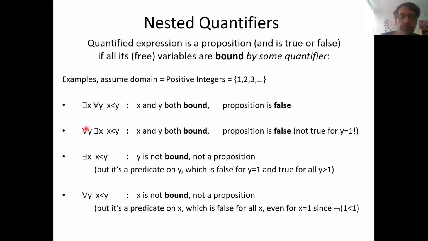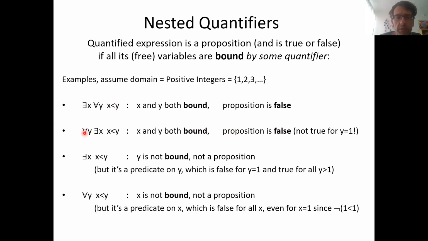Look at the flip. I just changed the order of the quantifiers, and it becomes a very different statement. Is it true that for all y, there exists an x which is smaller than it? Again, x and y are both bound. It's a different statement, but in some sense it's not, because it's false, right? So in that sense, it's equivalent, because this is false in the case of this domain, and this is false in the case of this domain. But that's just because of the domain and because of the predicate.